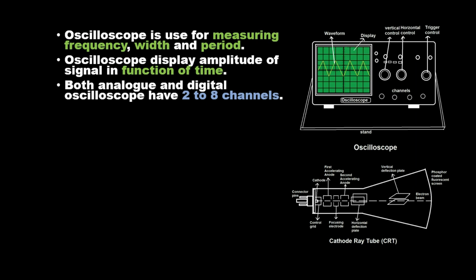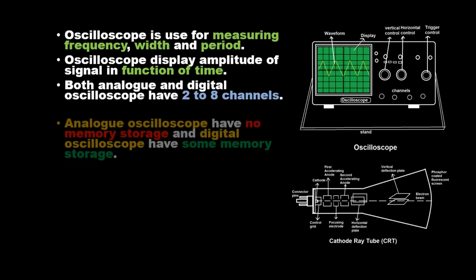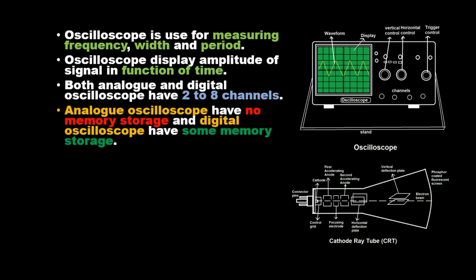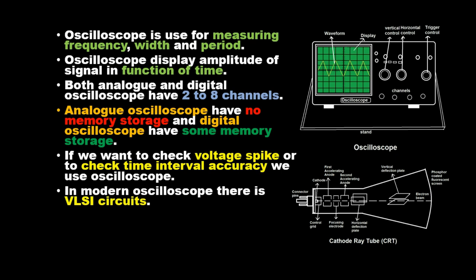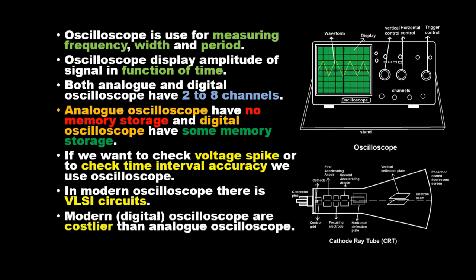Both analog and digital oscilloscopes have 2 to 8 channels. Analog oscilloscopes have no memory storage and digital oscilloscopes have some memory storage. If we want to check a voltage spike or check time interval accuracy, we use an oscilloscope. In modern oscilloscopes there are VLSI circuits. Modern digital oscilloscopes are costlier than analog oscilloscopes.